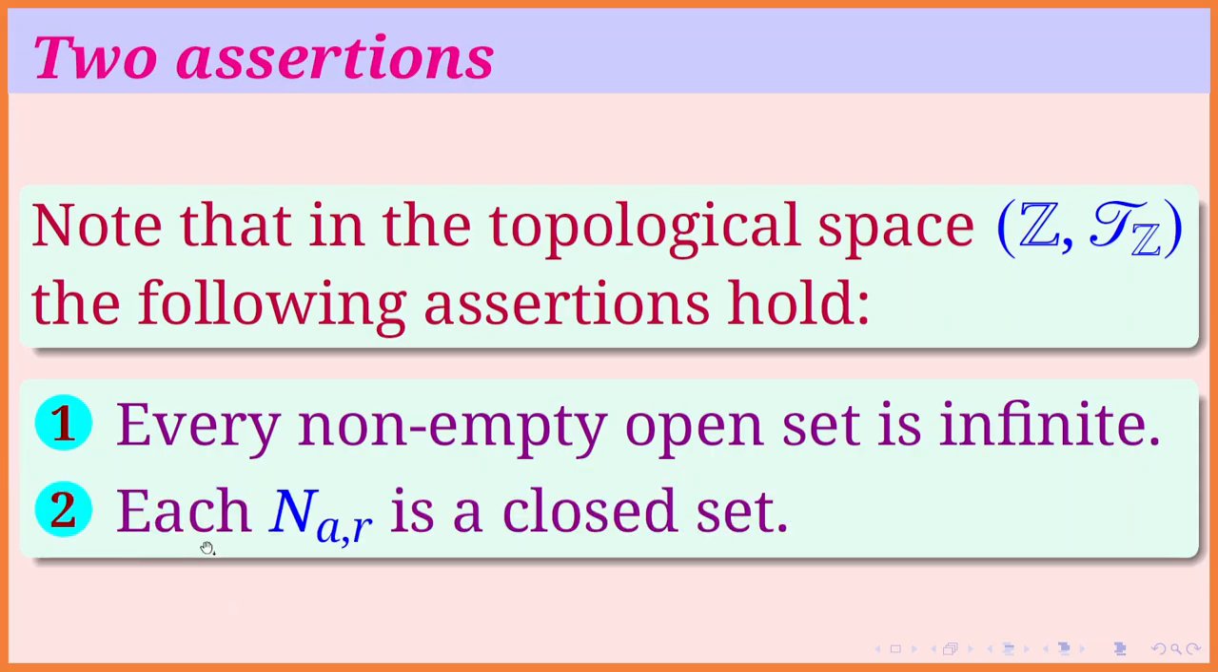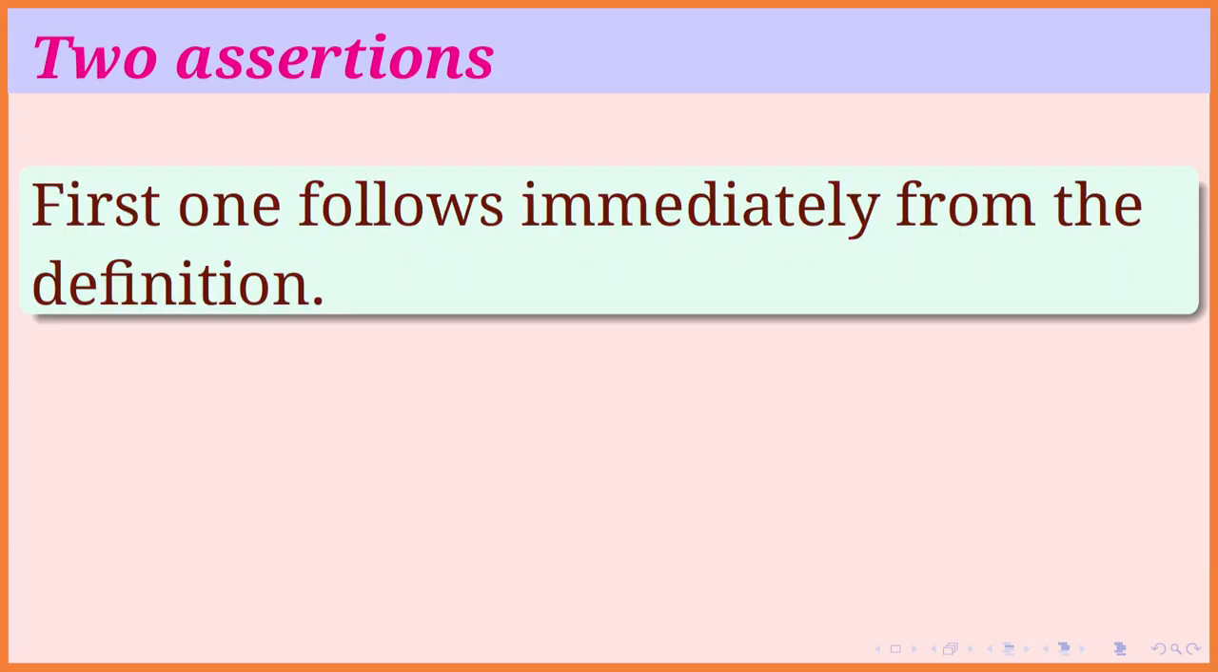And the second one is each N(A,R) is a closed set. By definition, it is easy to say that each N(A,R) is an open set, because N(A,R) itself is a neighborhood. So it obviously contains a neighborhood, namely itself. So it is open. But this assertion says that it is not only open, it is also a closed set. First one, as I have already mentioned, follows immediately from the definition.